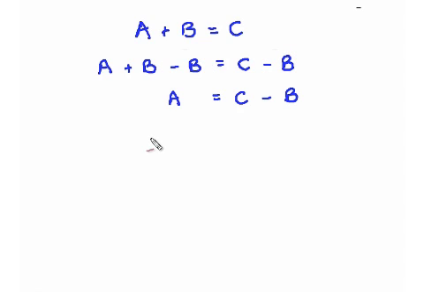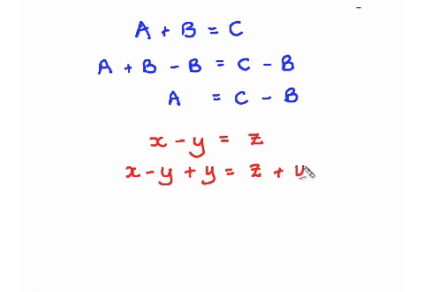Let's look at another example. We have x minus y equals z, and we want to make y the subject. Notice we have a minus y, so let's use the rule plus undoes minus. We write x minus y plus y equals z plus y. Note we've used plus y on both sides of the equation. So this leaves us with x equals z plus y.